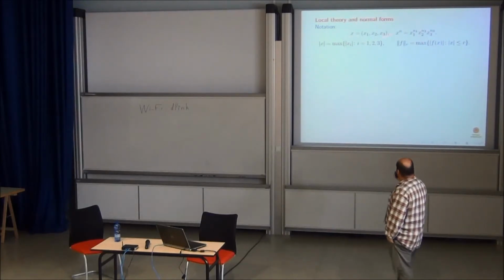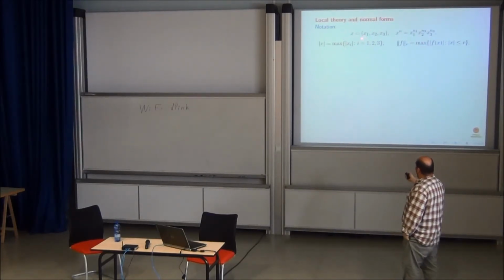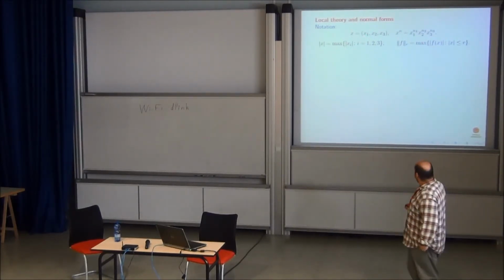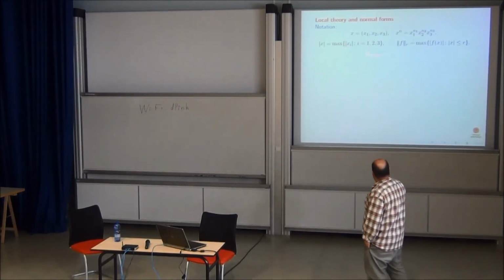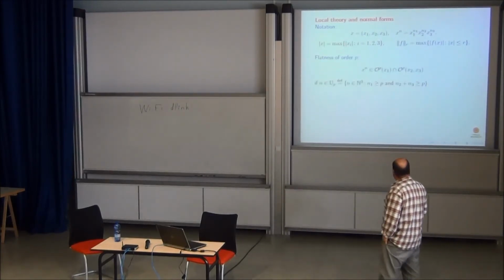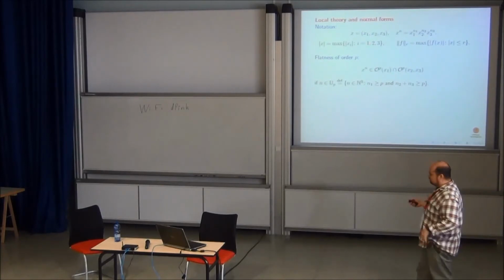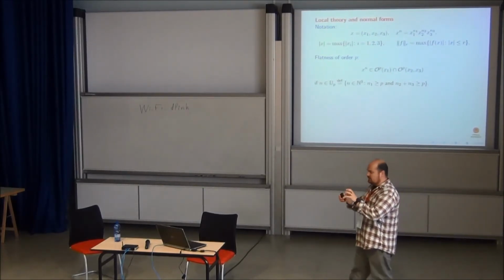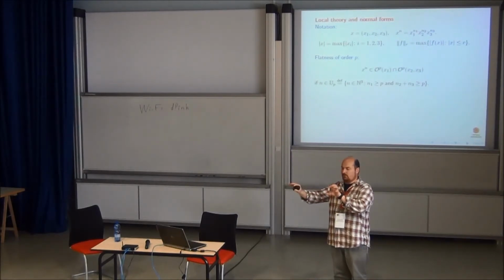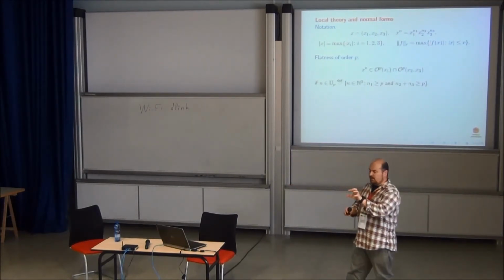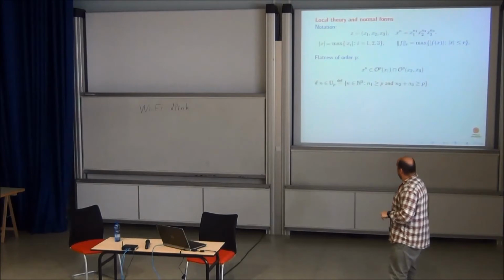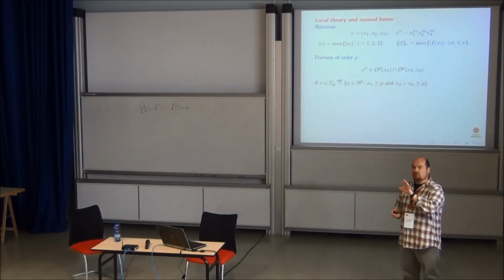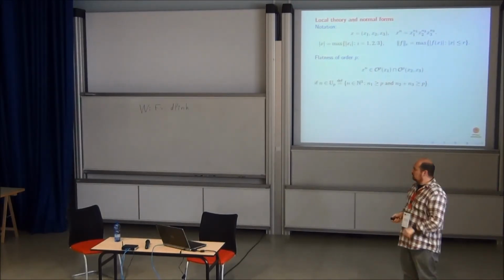So we have 3 variables, and now I'm switching from x, y, z to x1, x2, x3. This is just notation. What I want to do is linearize my vector field. I'll write it as a linear part and a non-linear part. So x prime is equal to Ax plus something non-linear. And I can make sure that this linear part is diagonal as well.